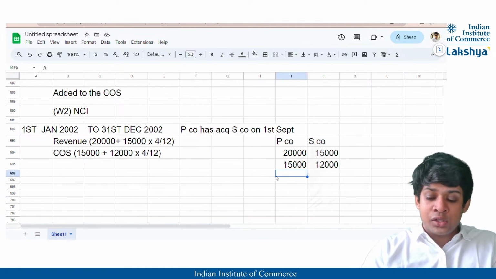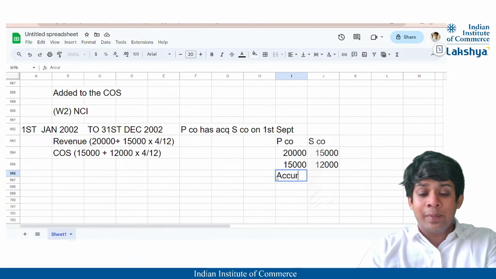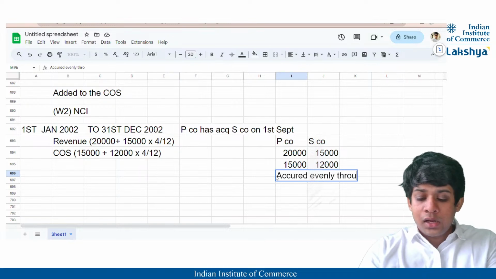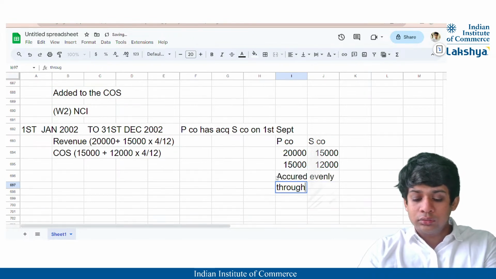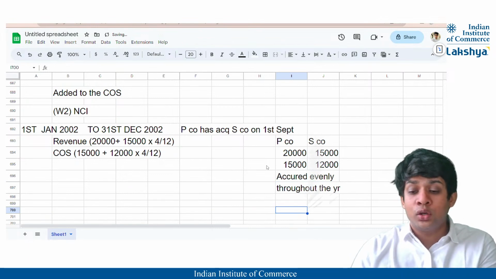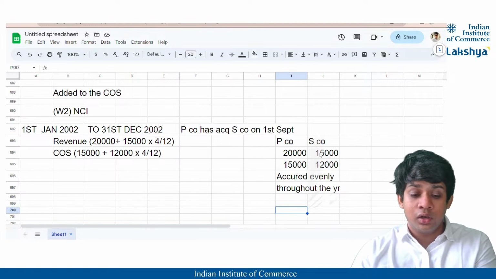And that is why we always assume here that whatever is the expenses, profits and everything, it accrues evenly throughout the year. It means that nothing but, I'll just write it here, accrues evenly throughout the year. Okay. It means that nothing but, it's not like, in the first month they have the 20,000 is the total profit, or maybe say 15,000 is the total profit here.